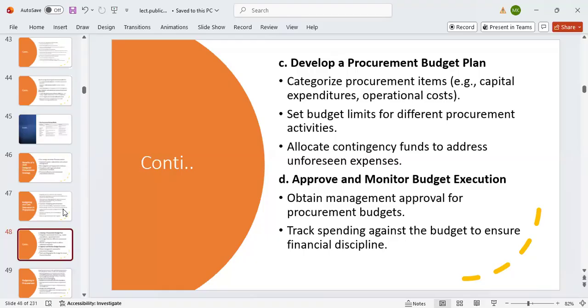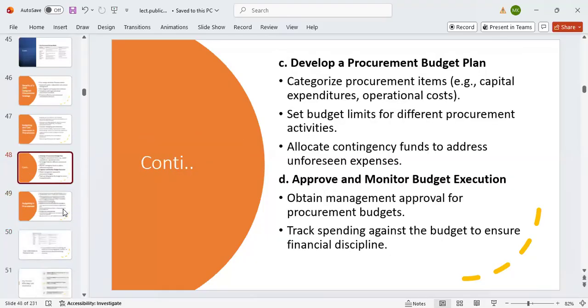Then you do what we call approval, monitoring and budget execution. This is where you have to obtain management approval before you spend the budget. You have to track your spending against the budget to ensure financial discipline. Very important.